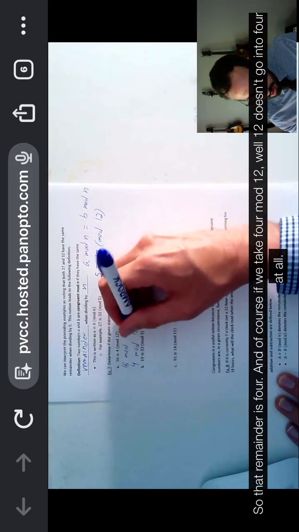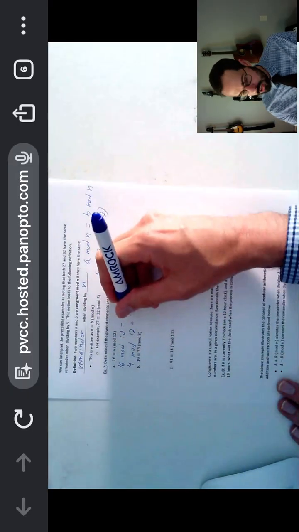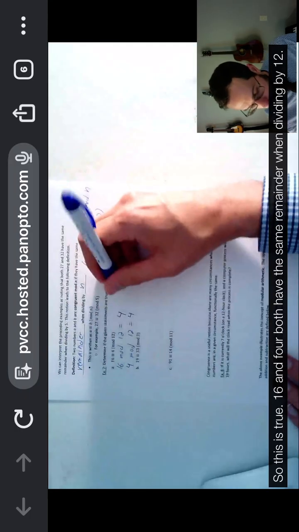So that remainder is 4. And of course, if we take 4 mod 12, well, 12 doesn't go into 4 at all. So we would get 4 as a result, so this is true. 16 and 4 both have the same remainder when dividing by 12.